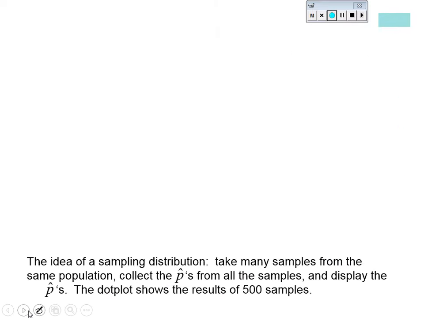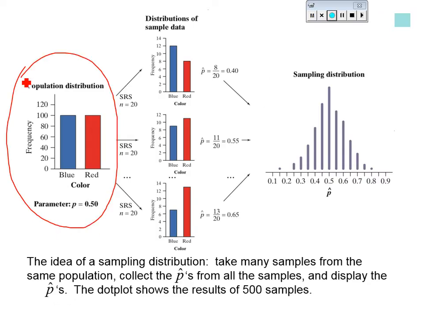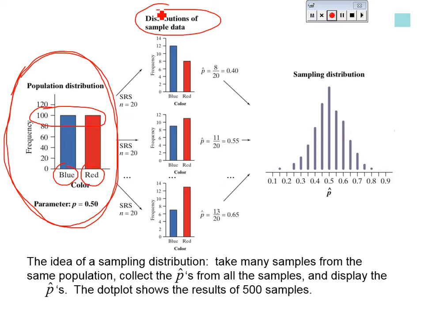So one of the activities that we're going to do in class has to do with a bag of chips where we have 100 red chips and 100 blue chips, and what we're going to do is take a random sample of 20 chips from the bag. So the population distribution for something like that would be all of the chips that are in the bag. So we have 100 blue and 100 red. The distribution of sample data would be the results that we get from taking our samples of size 20.